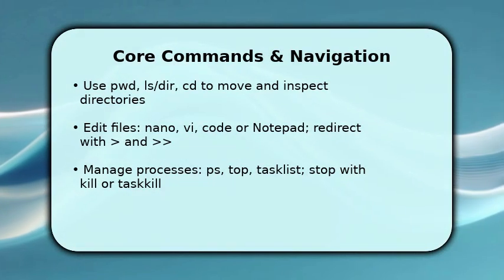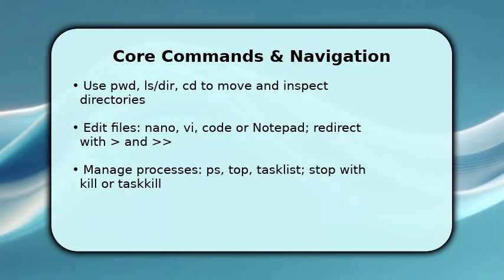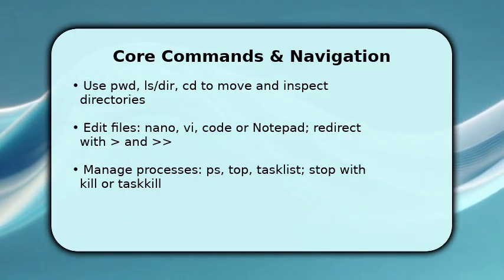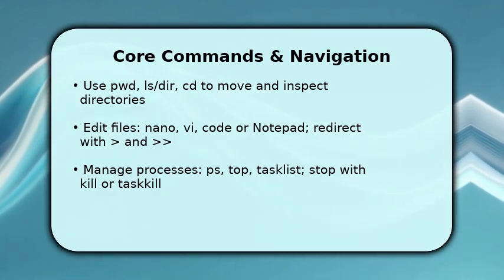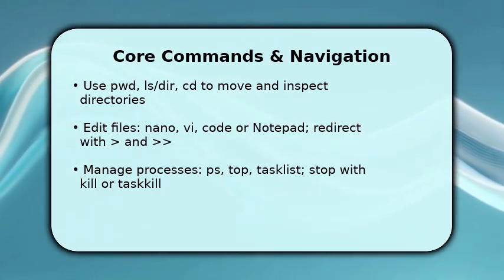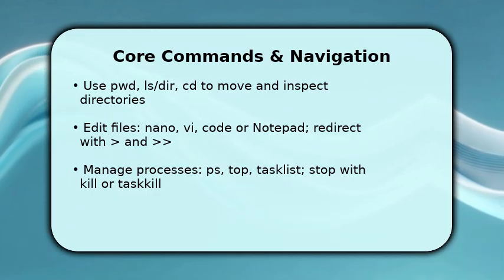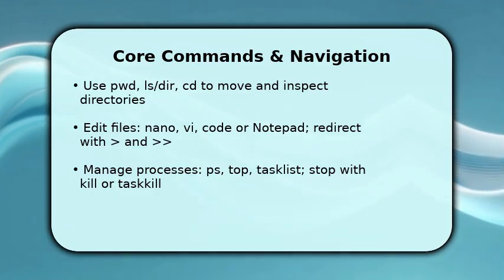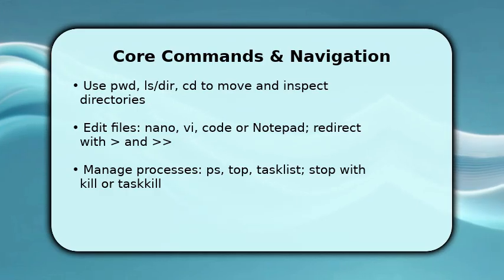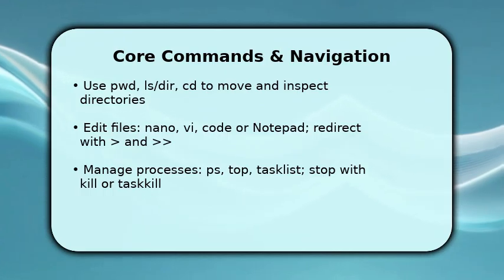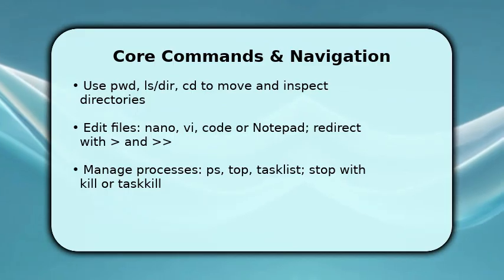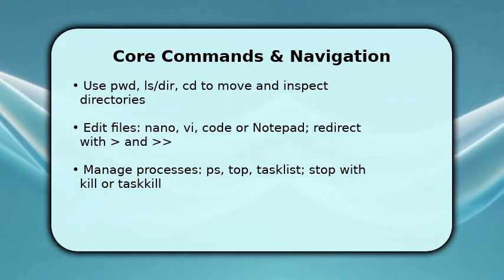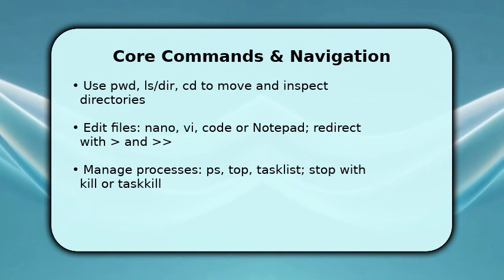Now you'll learn the main controls. Navigate directories with cd, list contents with ls or dir, and confirm your location with pwd. Once comfortable, edit files with Nano, Vim, Visual Studio Code, or Notepad. Redirect output using > and append with >>. For running programs, check processes with ps, top, or tasklist, and stop them using kill or taskkill. Make sure to run privileged commands with sudo or an elevated prompt when required, because permissions prevent harmful changes otherwise.